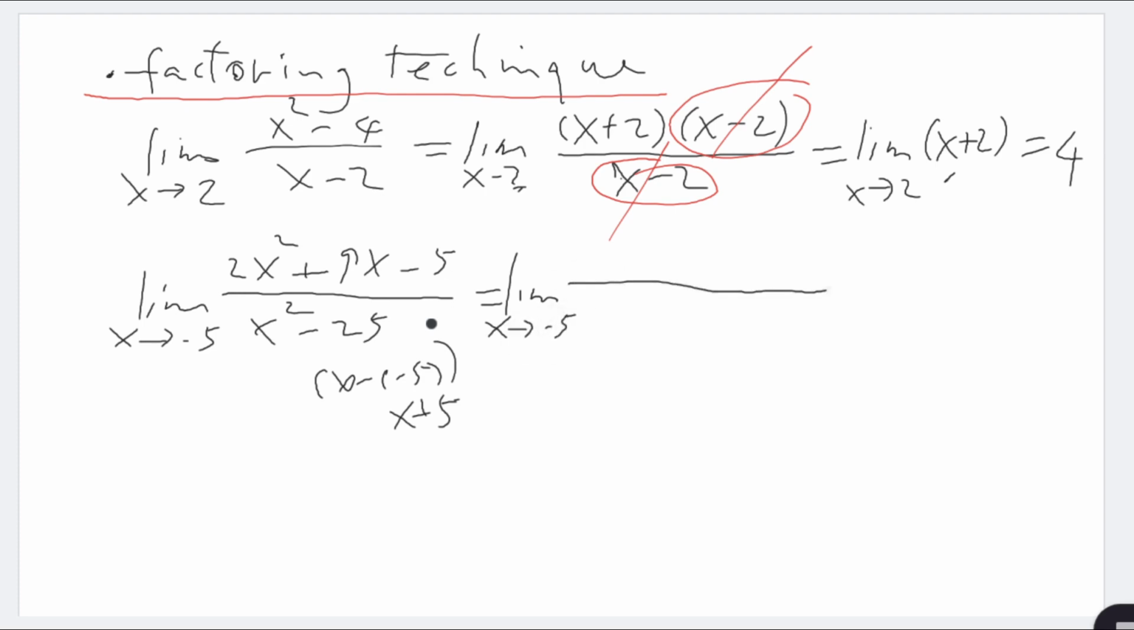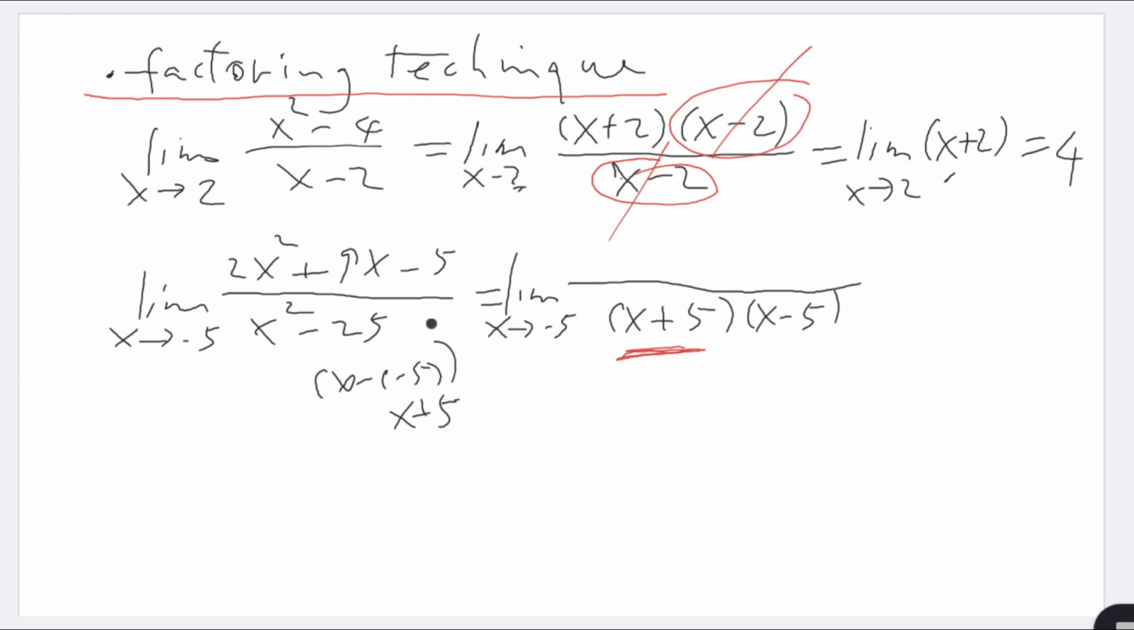Let's see how we factor. So the main thing is to factor, right? The bottom is simple. The bottom, x squared minus 25, there's a simple formula. So it's going to be x plus 5, x minus 5. You see the bad guy here? Oh no, I'm sorry. It's this guy here. Okay, and I'm sure if we factor the numerator, we're going to see this bad guy too.